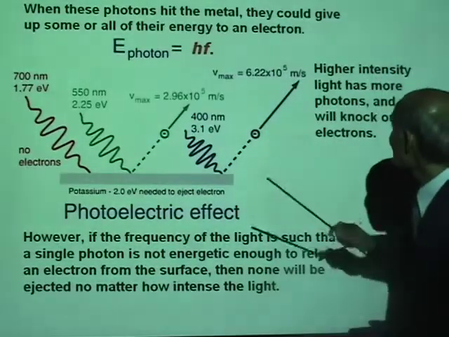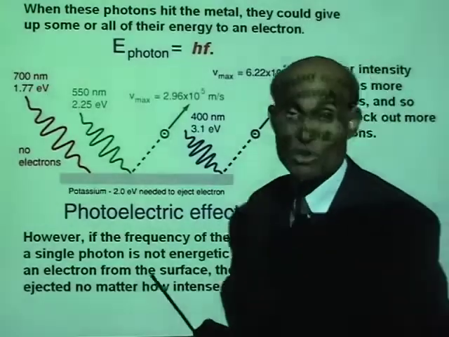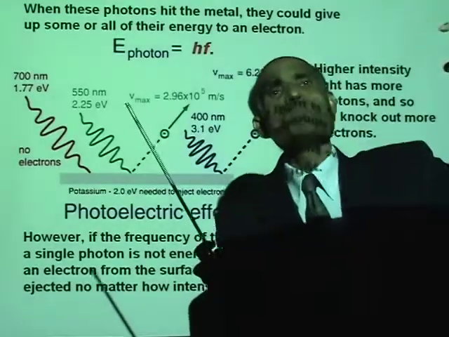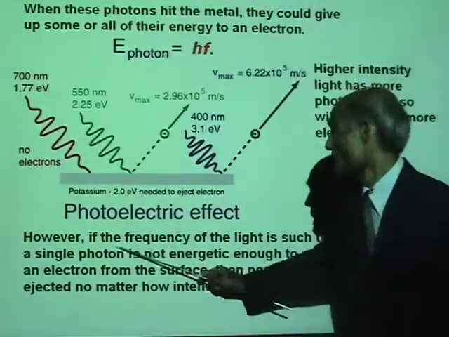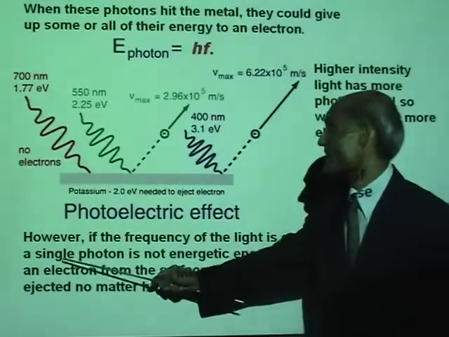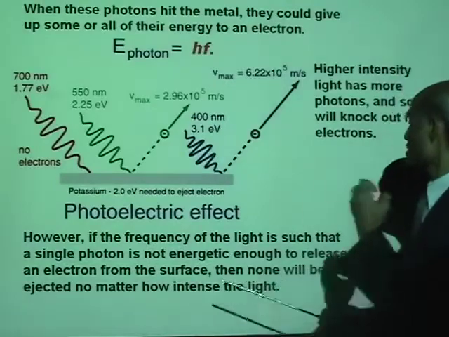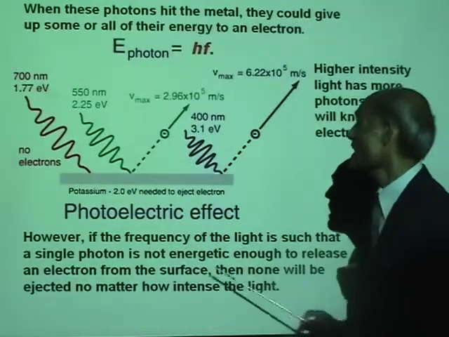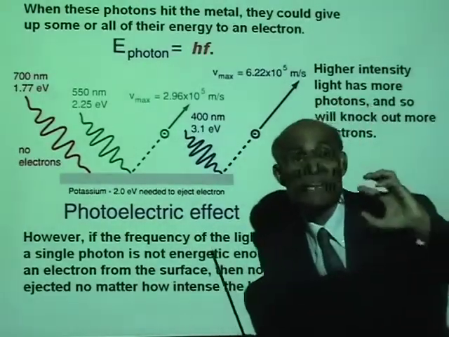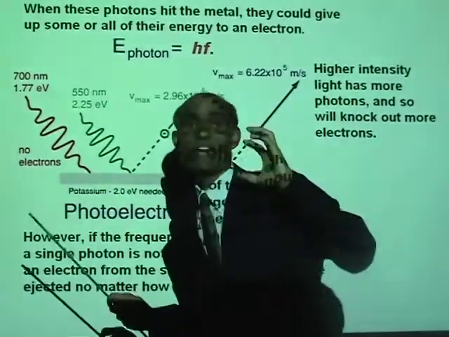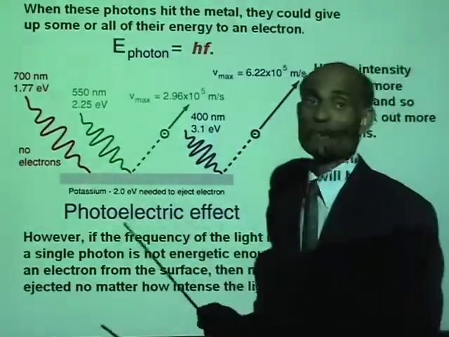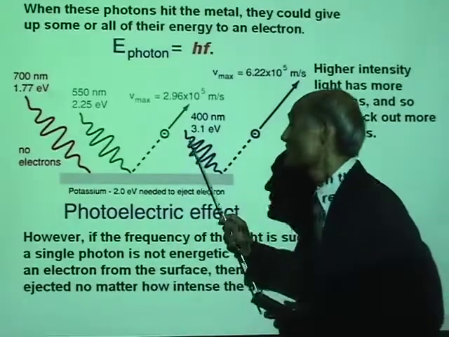So a higher intensity light has more photons. Now don't confuse between intensity and the frequency. Intensity is how many photons are coming in. However, if the frequency of the light is such that a single photon is not energetic enough to release the electron, that is in the case of red, then none will be ejected no matter how intense the light is. You can use a very high intensity red light, no electrons will be emitted. But a very low intensity violet light will cause emission.